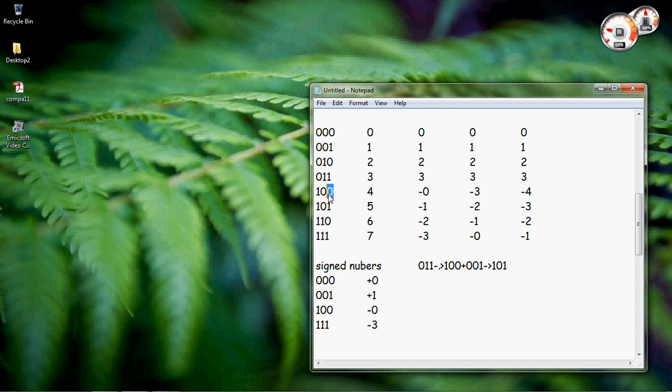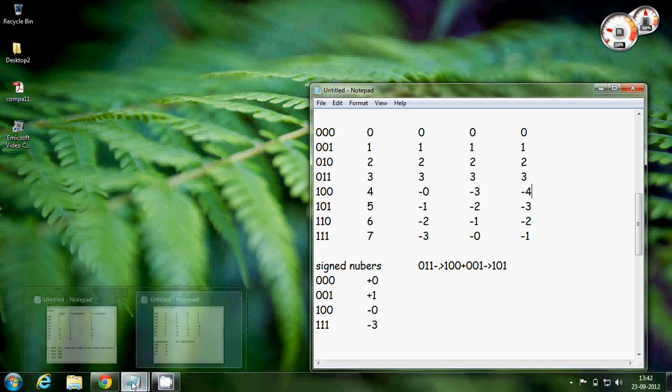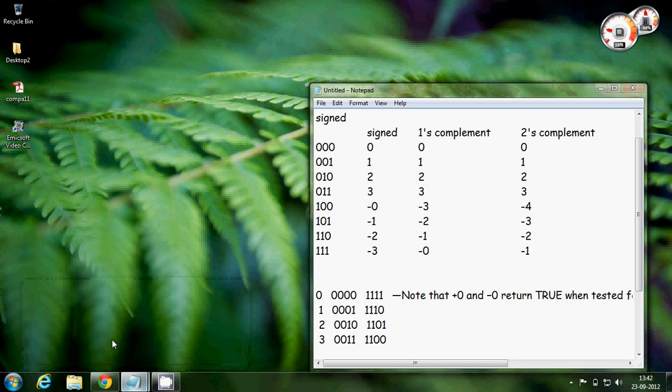Now here see, this is the first one from the right side, and after this one there is nothing. So just 100 will be 2's complement of 4, 100. So this is minus 4. So I have here a table which I already prepared for you.